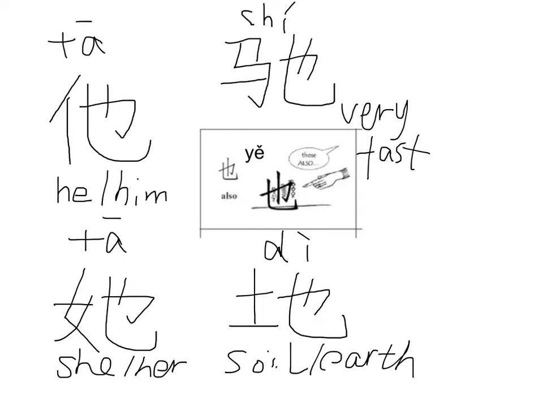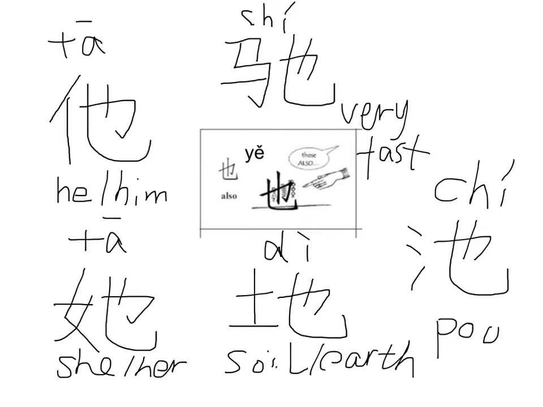So the last character we have here today, we put the water radical on the left side. So still a 也, something to do with the water. So it's pronounced as 池, the same as the horse, 驰, very fast. So this character means the pond. The pond. Okay, now we have 5 characters here.